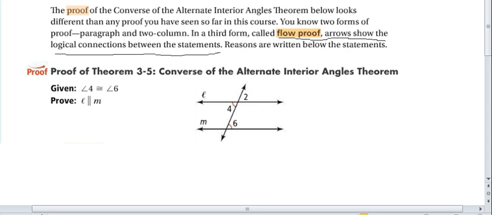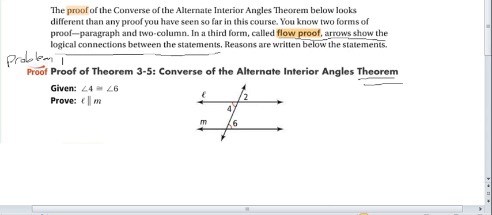Alright, so we're going to do one example right here. This is going to be problem number 1. Remember, we just said that the converse of the alternate interior angles theorem says that these two angles right here, because they are alternate interior angles, mean that these two lines, line L and line M, are parallel. But we remember theorems are different than postulates. Postulates are accepted truths. Theorems we can prove. So let's do one example of a flow proof proving that these two lines, line L and line M, are parallel.